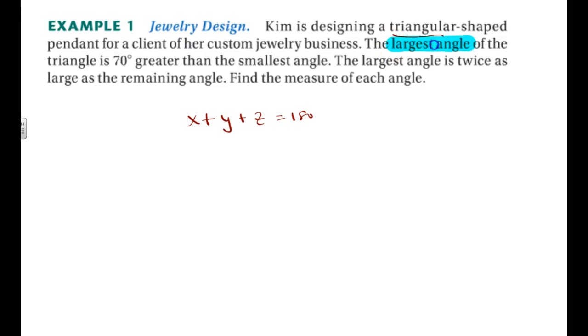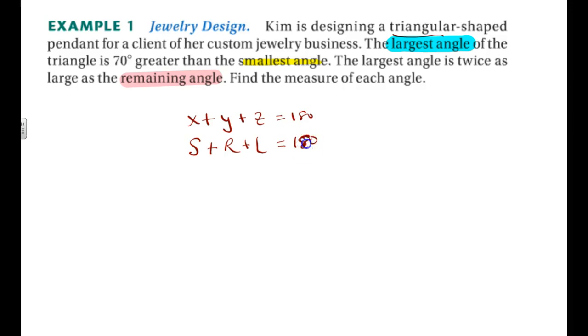The next thing I notice is they start talking about the largest angle and the smallest angle and then something called the remaining angle. So instead of maybe x, y, and z, I'm going to try to define these in terms of largest. So we could let z be the largest. Doesn't matter which one you let be the largest. We could let x be the smallest. Doesn't matter. And then let y be the remaining. So instead of x, y, and z, it might make more sense to say S, R, and L, the small, the remaining, and the large. All 3 angles add up to 180.